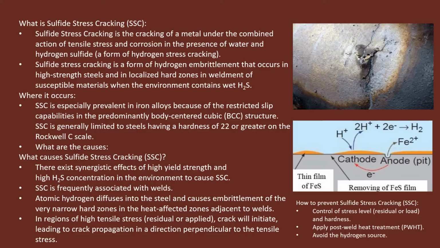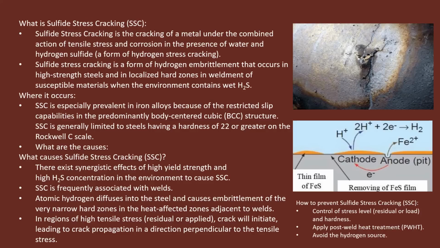Now to understand what is sulfide stress cracking, we need to understand that this kind of cracking occurs where there is a tensile stress and corrosion in the presence of water and hydrogen sulfide. So this is the environment where this kind of cracking occurs. Tensile stress is there, and corrosion because of water and hydrogen sulfide. So these three elements will always be there when this occurs.